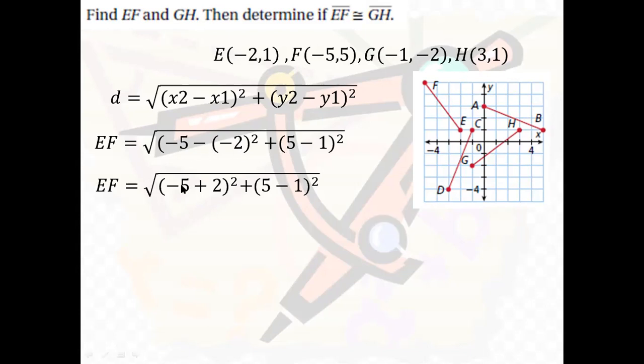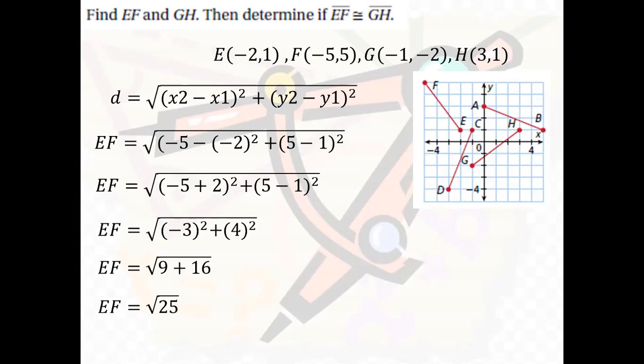All we need to do is solve the parentheses. So negative 5 plus 2 will give us negative 3. 5 minus 1 will give you a 4. Now, negative 3 squared means negative 3 multiplied by negative 3. That's going to give you a 9. 4 squared is going to give you 16. So 9 plus 16 is 25.